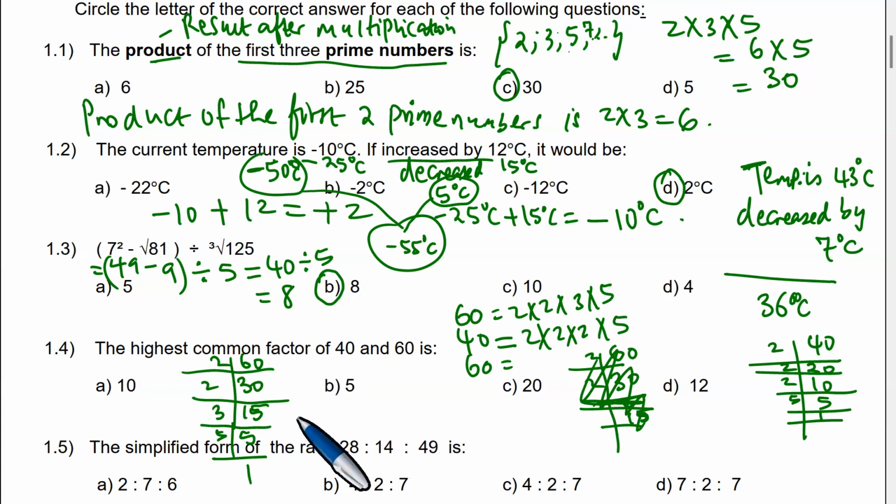So which means the highest common factor is what? To get the highest common factor, you look at what is common. How many 2s are common here? 40 has 3 of them, so 2 of the 2s are common, right? Because 2, 2. And then 5 is also common. So 2 by 2 by 5. 2 by 2 is 4, by 5 is 20. So what is the answer? It is C. The highest common factor of 40 and 60 is 20.